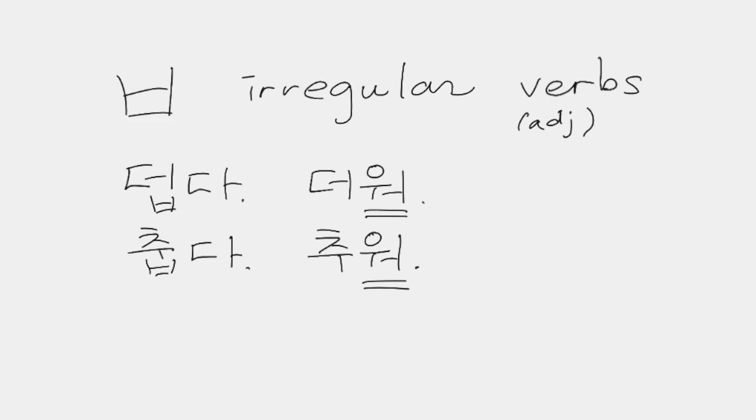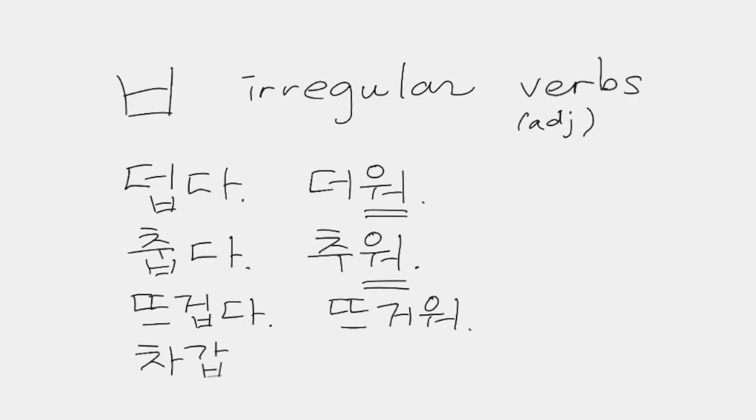Okay, next one, 뜨겁다. Now this is hot to the touch. Like you touch a coffee cup and it's hot to the touch. Then you say 뜨거워, 뜨겁다. See, it ends with a ㅂ. So these are all irregular ones. Last one, 차갑다, 차가워. Cold to the touch. You touch something and it's cold. You say 차가워, 차가워요.